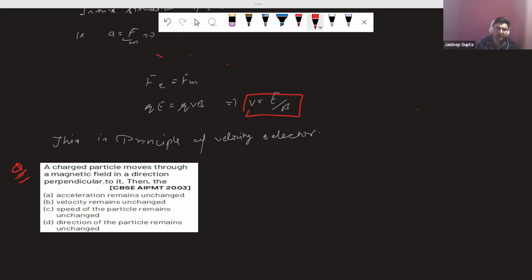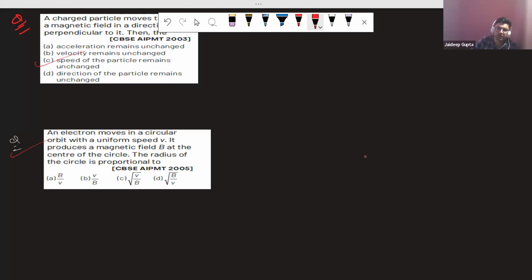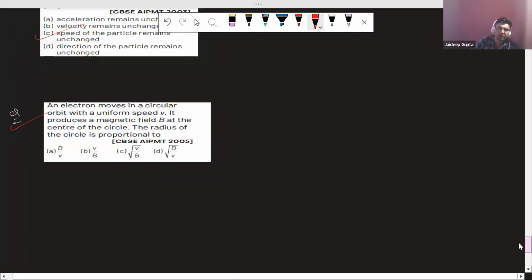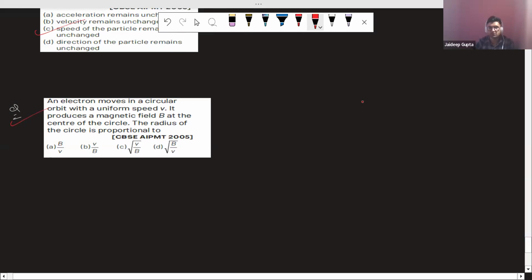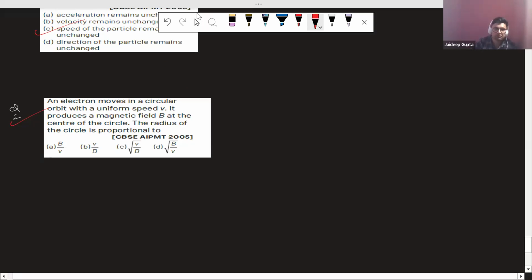A charged particle moves through a magnetic field in a direction perpendicular to it. Then which physical quantity? See the answer. Speed doesn't get changed. Try this question fast. 2 minutes. Try 2 minutes fast. And write your answer in chat box, everyone, fast.